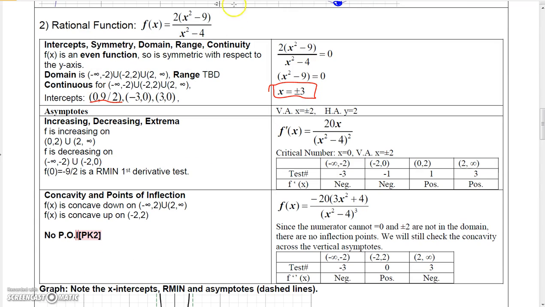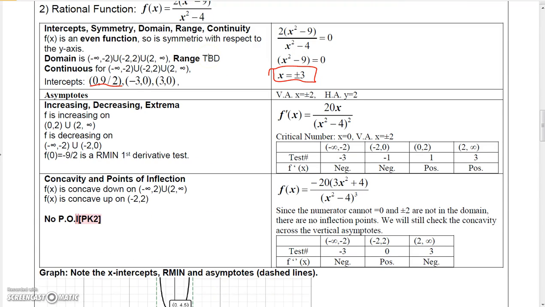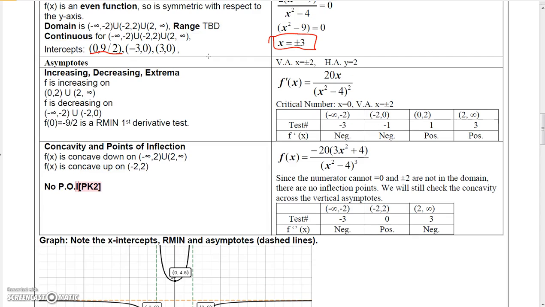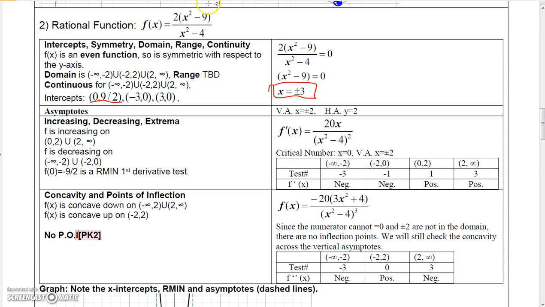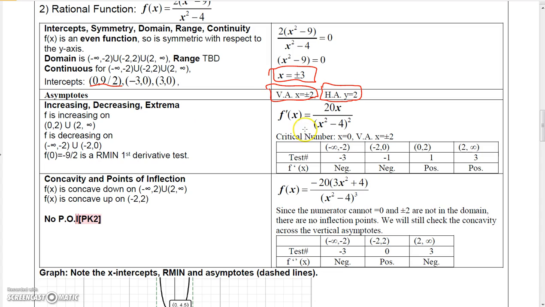Okay, well this is an even function, so it's going to have symmetry with respect to the y-axis. Well, the asymptotes: you can see that the degree of the top and the degree of the bottom are the same, so 2 over 1 would be the horizontal asymptote, so y equals 2 is the horizontal asymptote. And then plus or minus 2 makes the denominator 0, so those are going to be vertical asymptotes. And then the derivative is 0 at 0, so x equals 0 is a critical number.